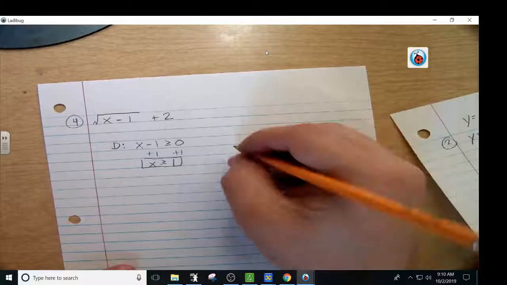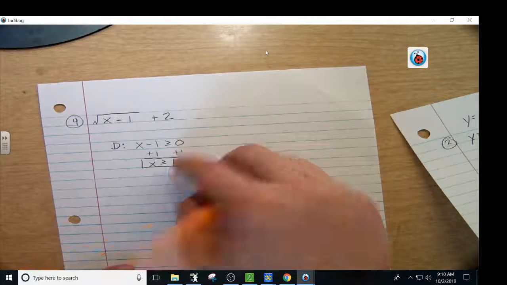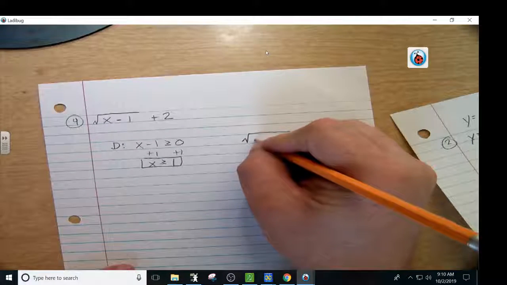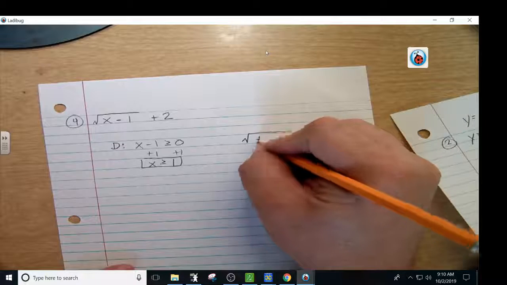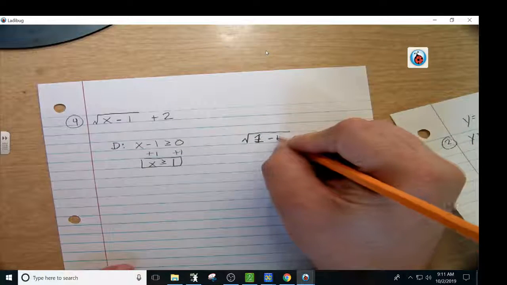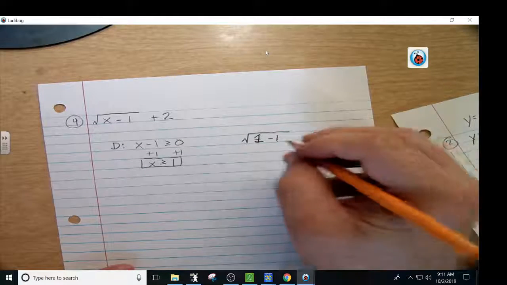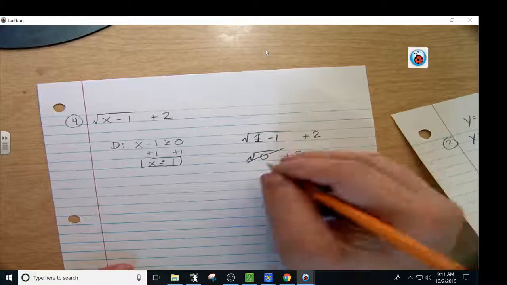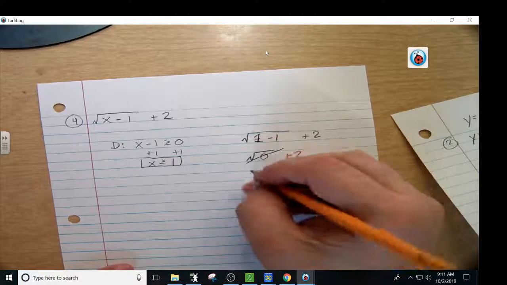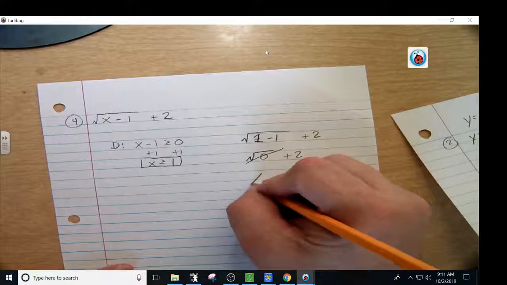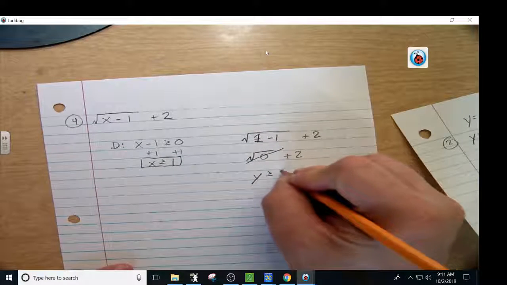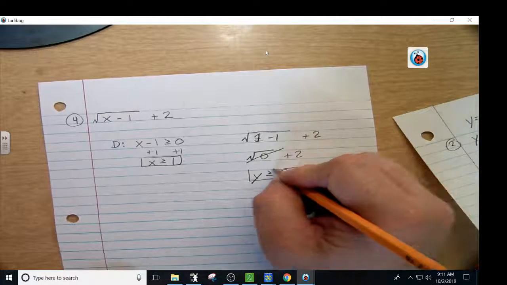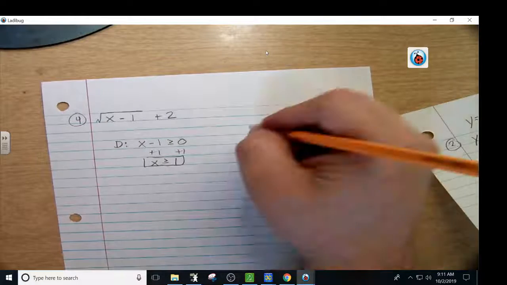All right, now, range. What you're going to do, guys, is plug that in. That's the square root of 1 minus 1, plus 2. All right, now, that's going to be the square root of 0 plus 2. That cancels out. So now, that's a positive 2. And it does open up, so it's going to be y values greater than or equal to 2. That's your range.